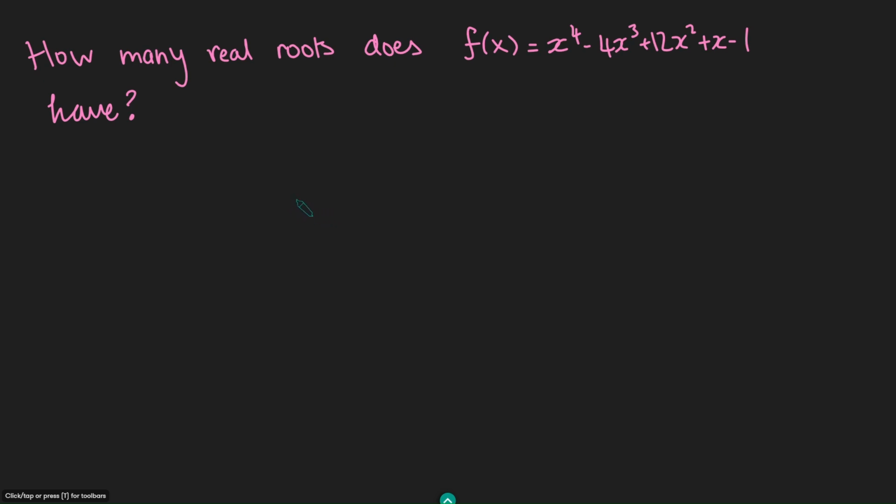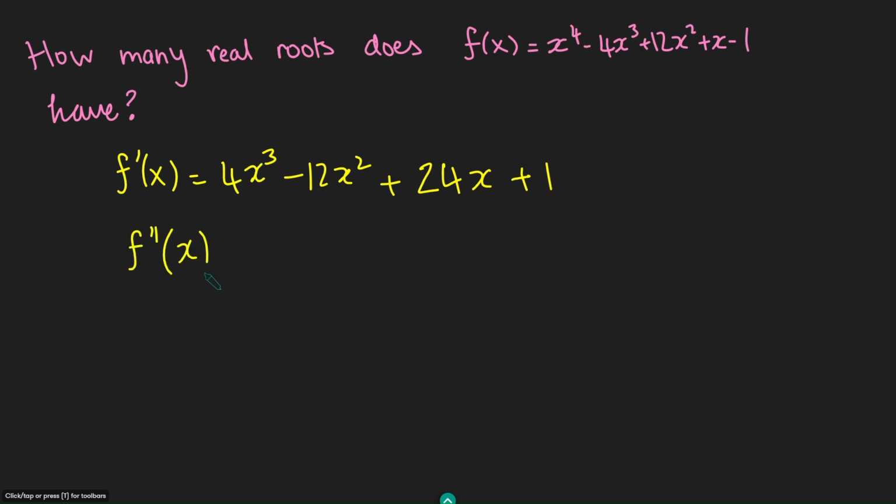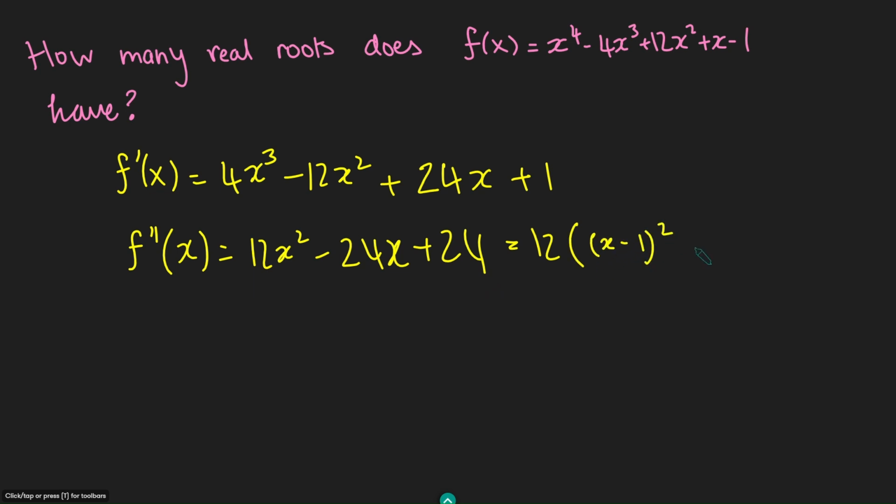We want to know how many real roots this quartic equation here has. To do this, I'm going to first start by taking the derivative of this and get 4x cubed minus 12x squared plus 24x plus 1, and take the second derivative and I get 12x squared minus 24x plus 24, and I can simplify or factorize this and then complete the square, and I'll get something like this.